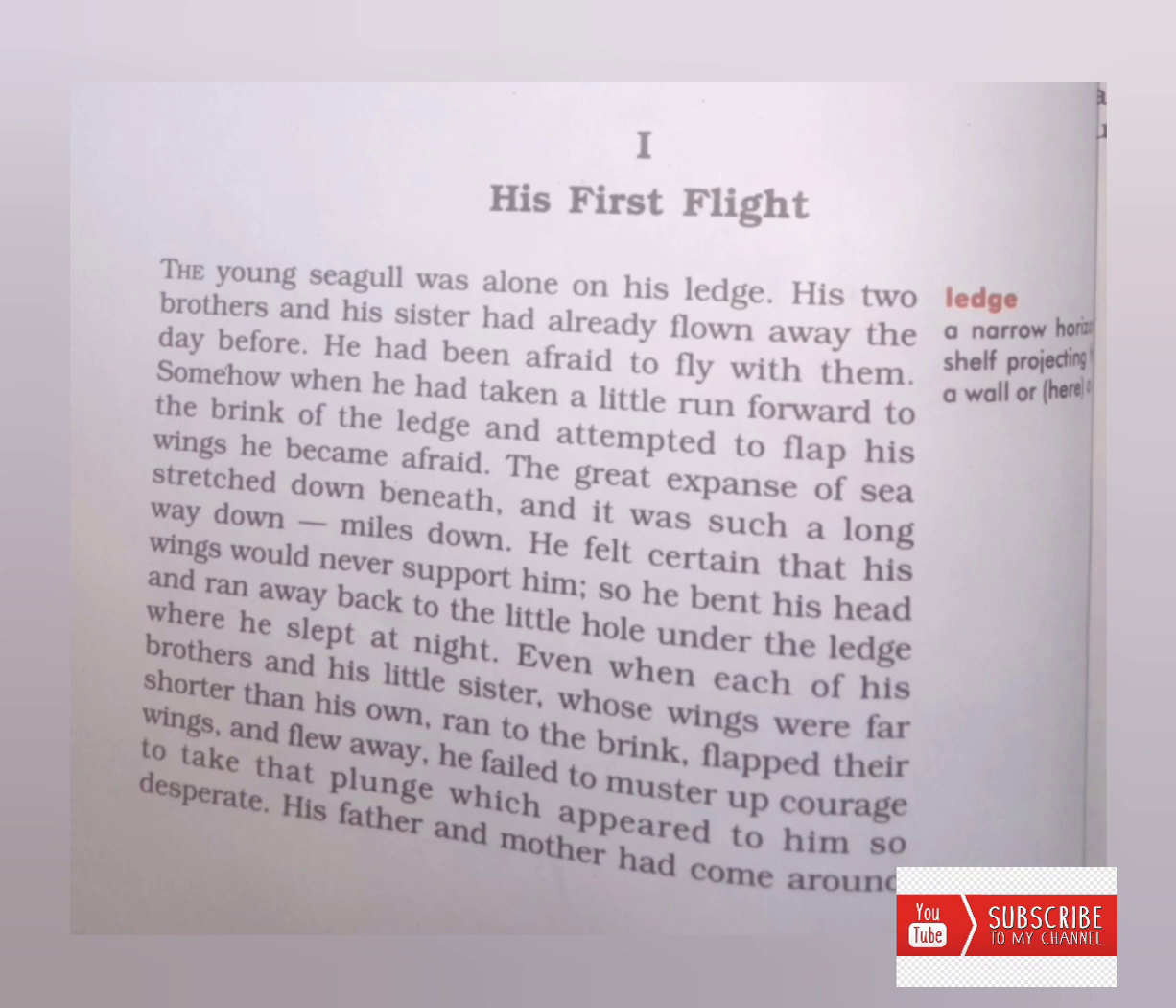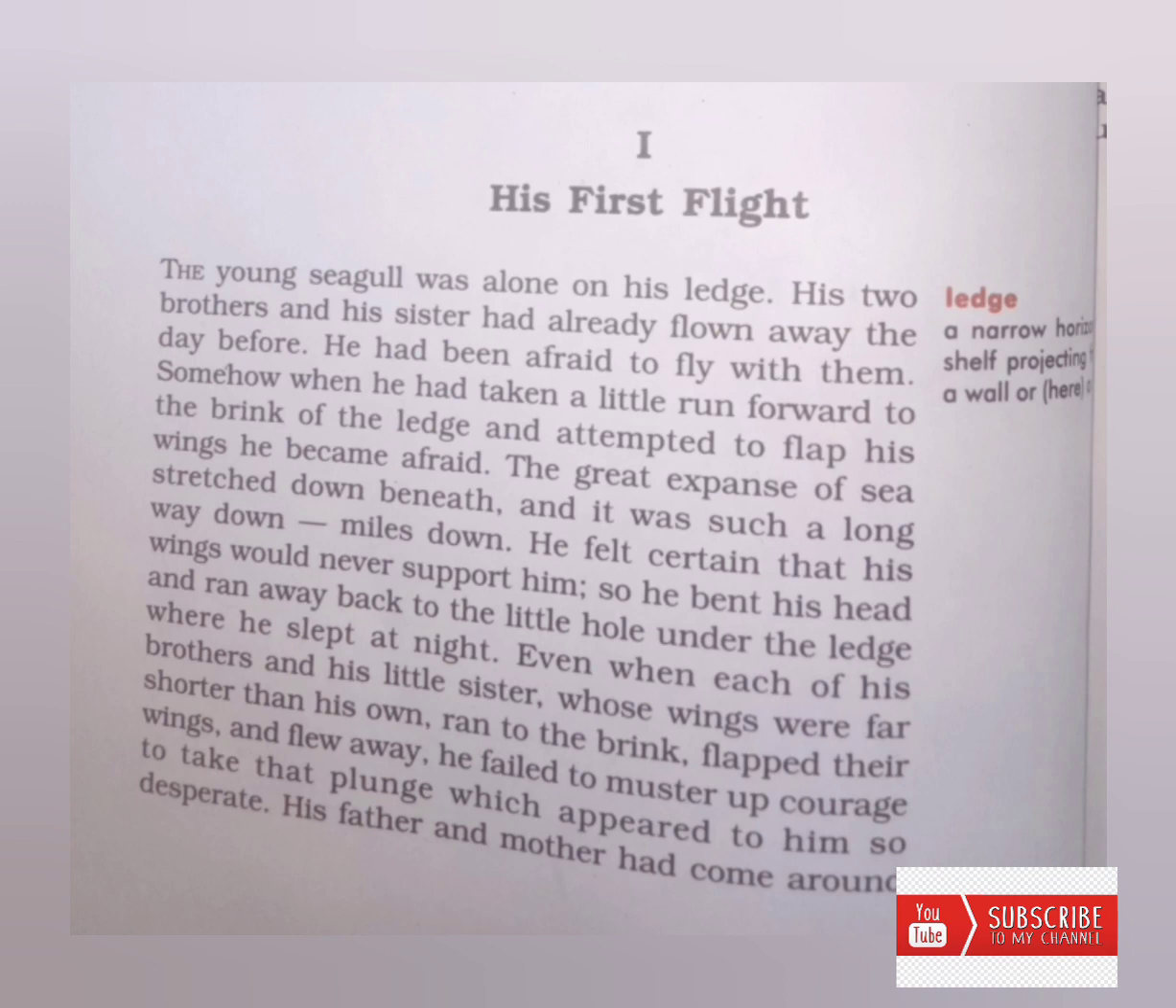The young seagull has been waiting for a long time to take its first flight. And the young seagull is living on a ledge. At the bottom of the ledge, there is an ocean, there is a sea. But from the ledge to the sea, it is almost a kilometer distance. So it is feeling afraid of it. When it starts to fly, it believes that its wings won't support him. This is called a lack of self-confidence. That's why it didn't start its first flight.